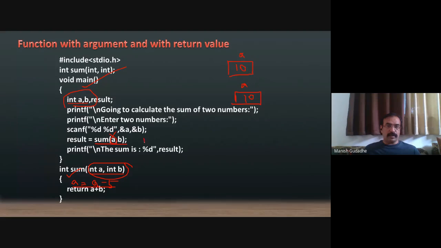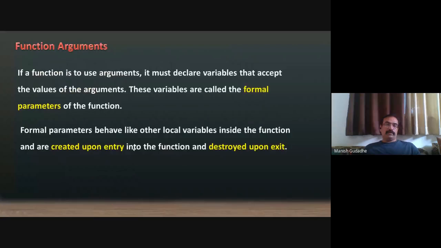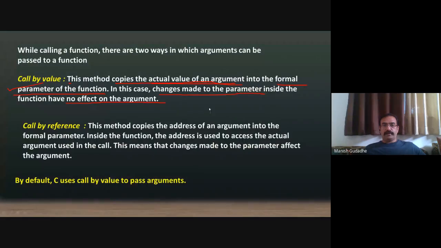So in this case, this value is 10 and this value is 20. The value of A is copied into this A, and the value of B is copied into this A. Now A becomes 25. But which A? This A, not this A. So A and B will change to 25, but this is not going to make any changes to this A value. So be very careful about this.